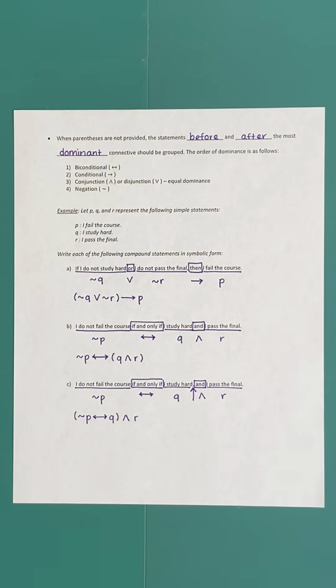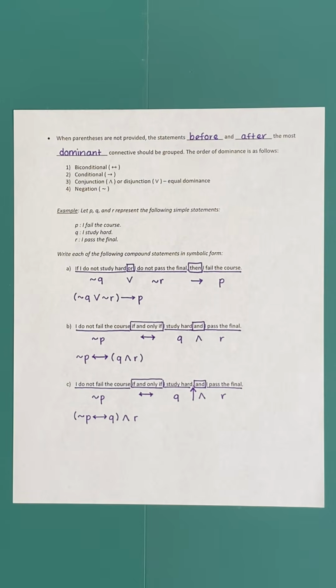Now, what happens if parentheses are not included? We still have to write something that's correct. We still have to write something that makes sense. But how do we know how to structure it so that we're communicating the right idea, communicating what's actually intended in terms of the meaning of the statement? If there are no parentheses provided, then we use the rules of dominance, which are kind of like the order of operations. Different operations are more important or more dominant than other operations. So when we don't have parentheses, we're going to group the statements before and after the most dominant connective.